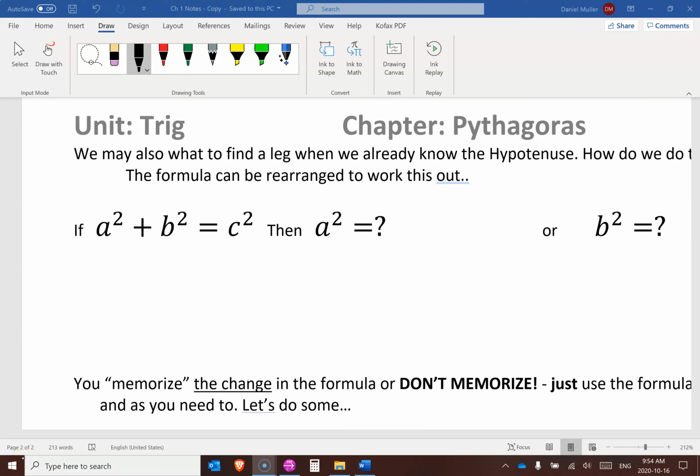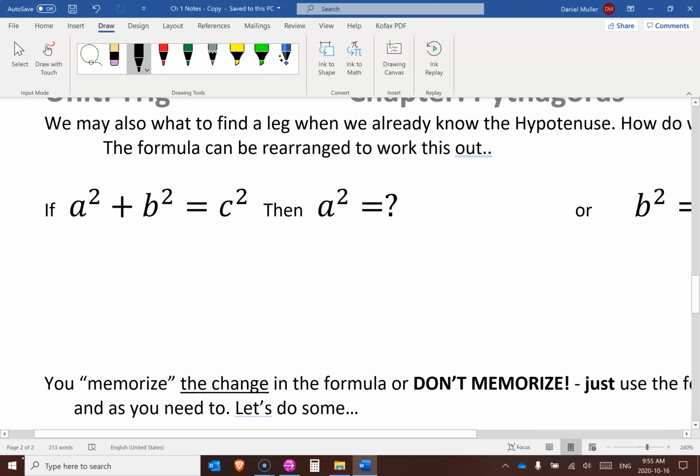All right, let's move on here. We also might want to find the length of a triangle, a right triangle. That's not the hypotenuse, it's one of the legs. And so we can use a little bit of algebra.